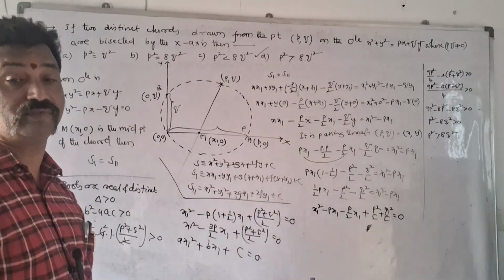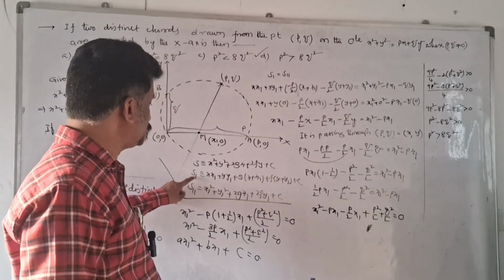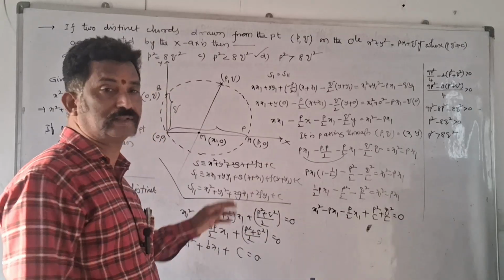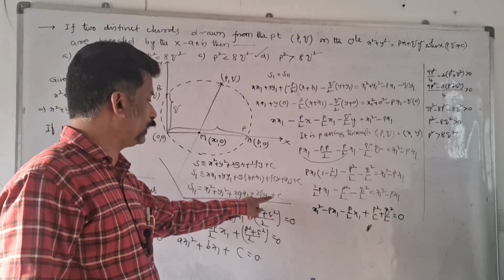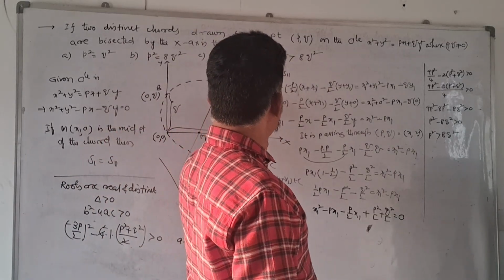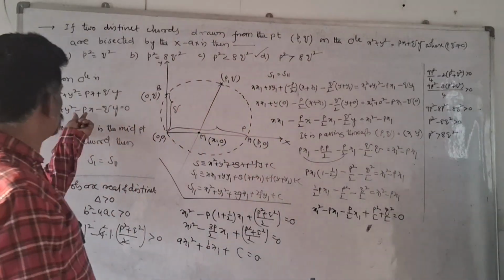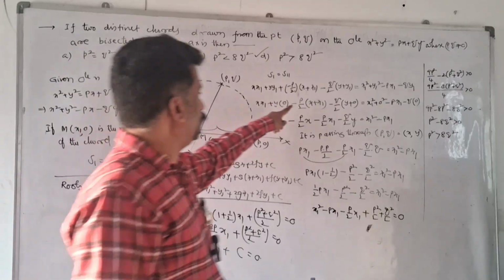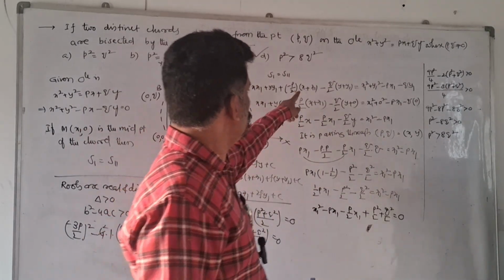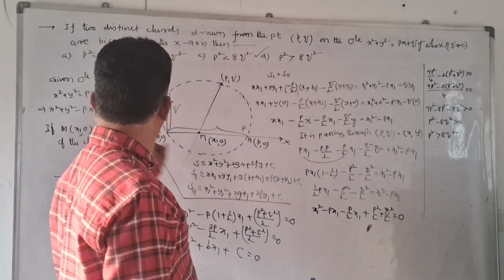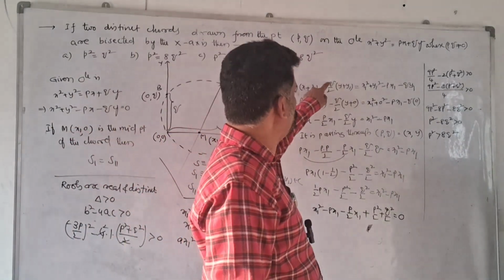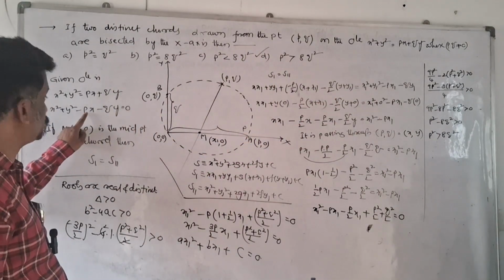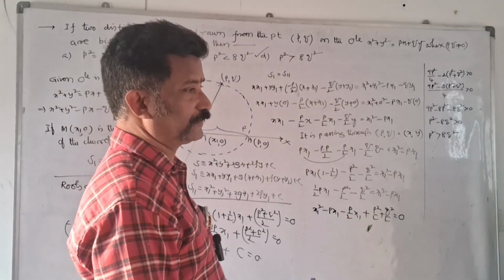Then we have the formula S1 equal to S11. S1 means x x1 plus y y1 plus g of x plus x1 plus f of y plus y1 plus c, when the circle is like this, and S11 is like this. Now 2g is equal to minus p, so g is equal to minus p by 2, with x plus x1. And 2f is equal to minus q, so f is equal to minus q by 2, with y plus y1. S11 means x1 square plus y1 square minus px1 minus qy1.